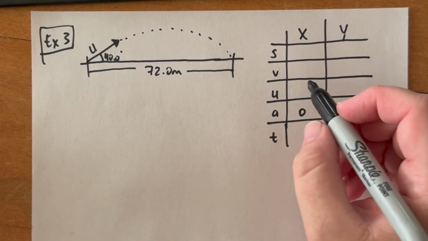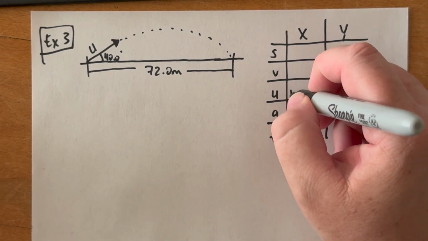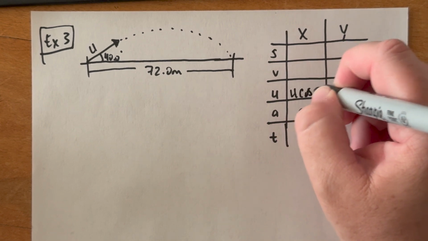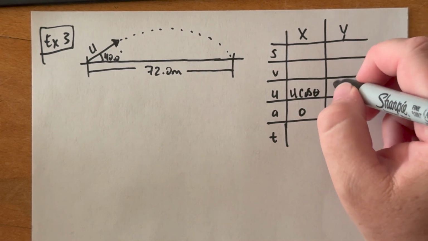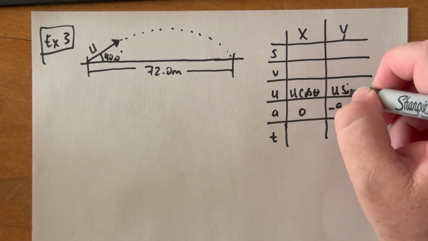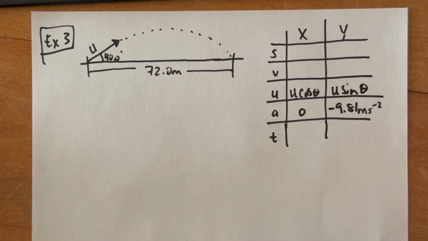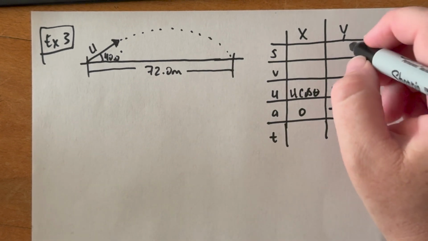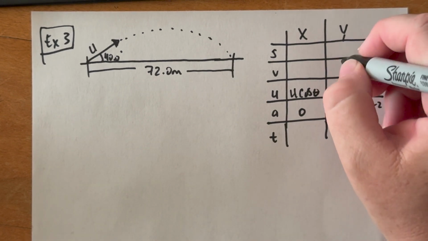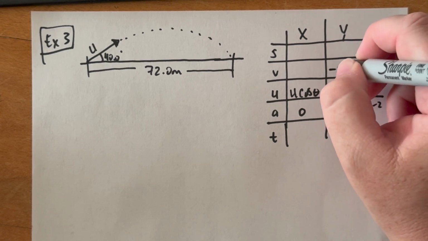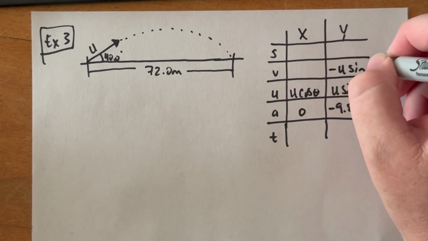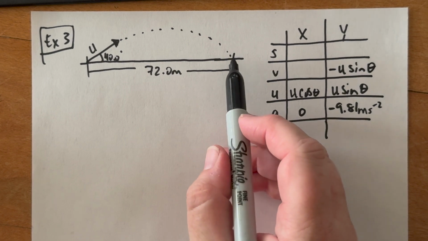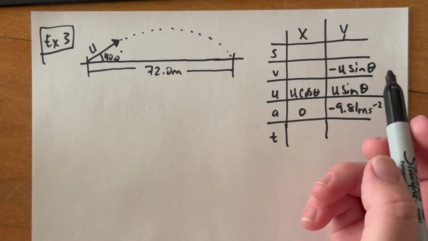We know our initial velocity in the X direction is u times cosine of theta, and in the Y it is u times sine of theta. And because we're landing at the same height on its way back down, our final velocity in the Y direction will be negative u sine of theta, because it's the same velocity, it's just going in the opposite direction.